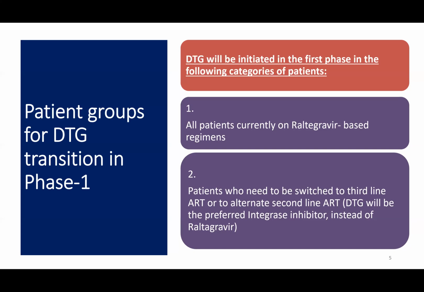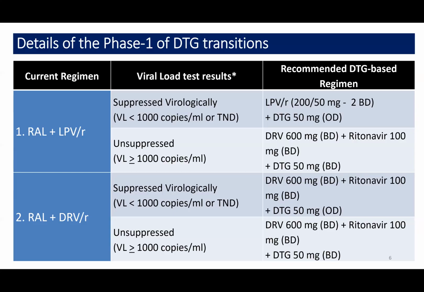Number one was all patients currently on a raltegravir based regimen, and number two was patients who needed to be switched to third line ART or to alternate second line ART. DTG will be the preferred integrase inhibitor in place of raltegravir. So it was said that if you have raltegravir, first use that, and when raltegravir gets over, then you need to use dolutegravir in place of raltegravir.